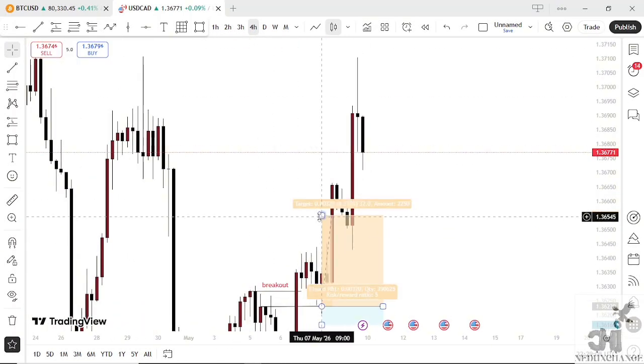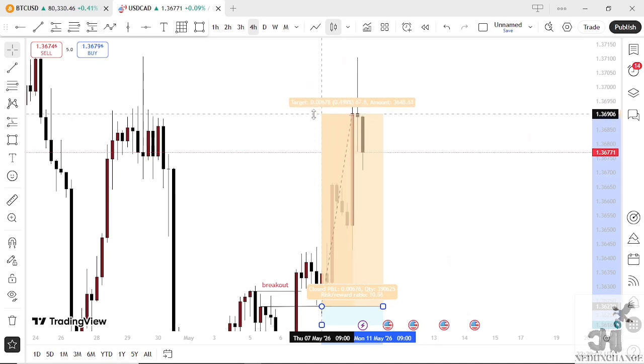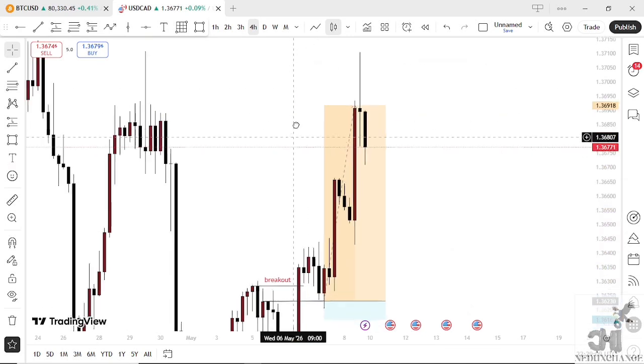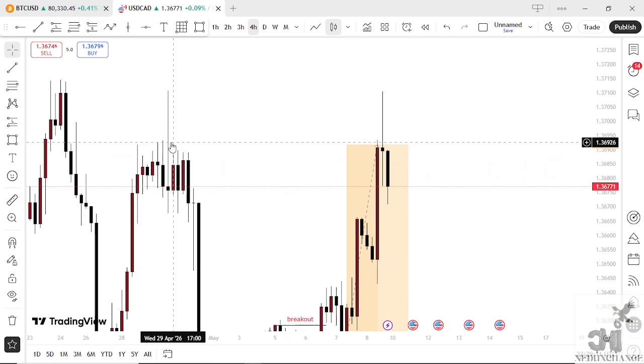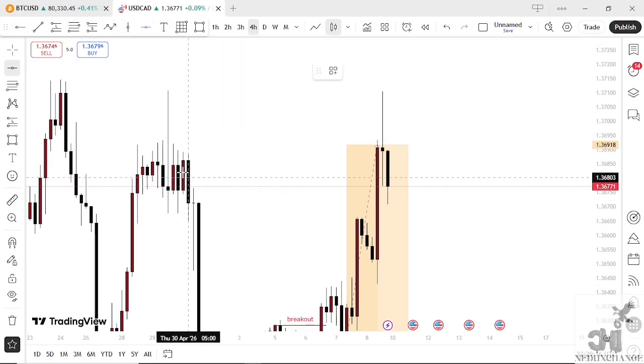Now this was my take profit. There was a reason why this was my take profit. I did not target higher than this. There's a reason why I targeted this area for my take profit.